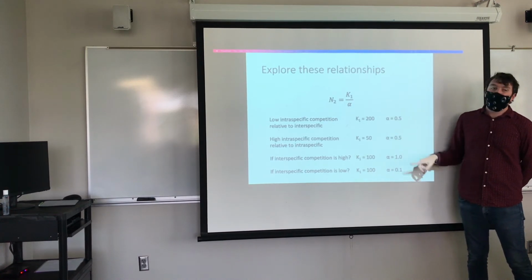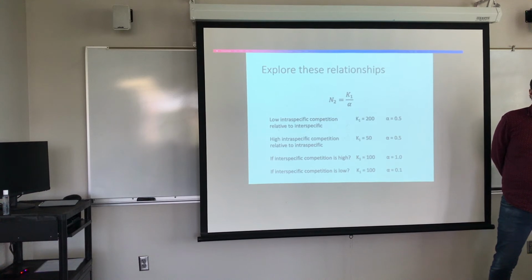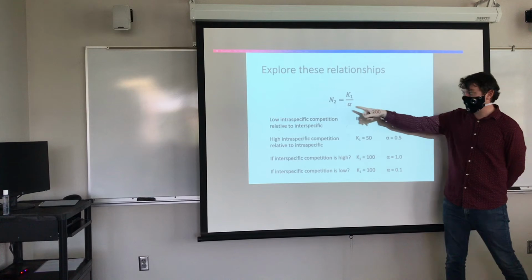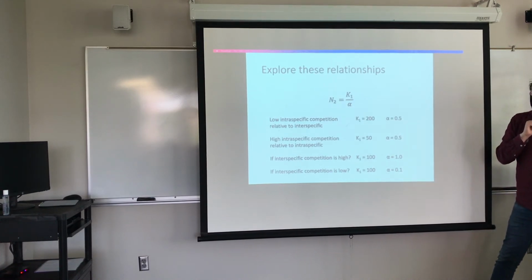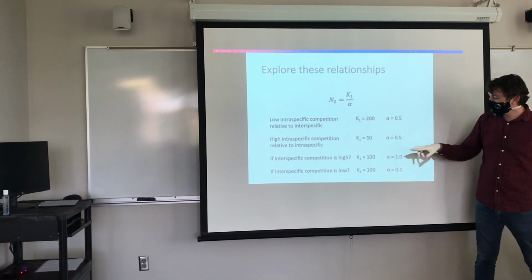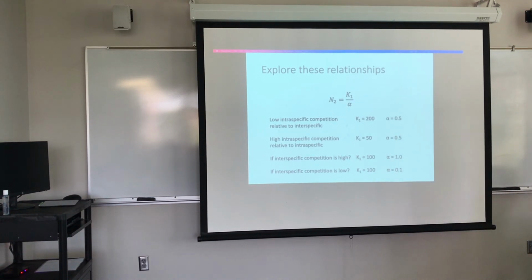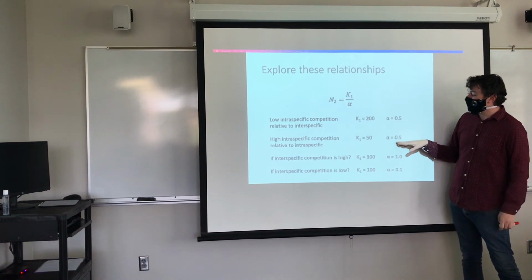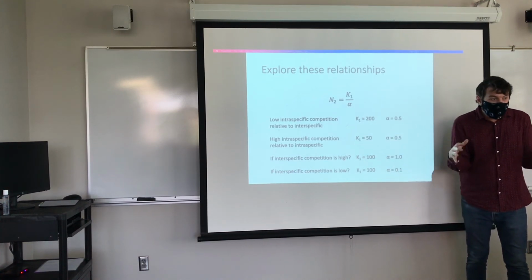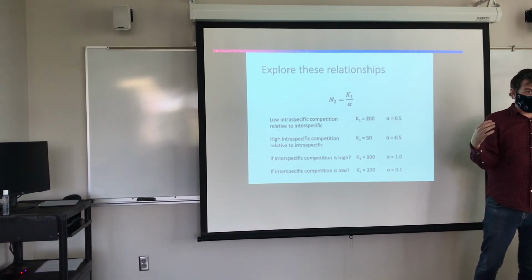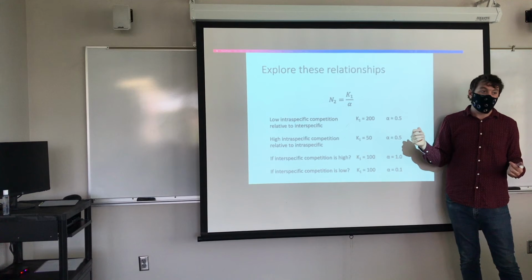What you get when you divide 200 by 0.5. You get 400, right? So a lot of individuals of species 2 were necessary to suppress species 1. But if you divide 50 by 0.5, what do you get? 100. You still need a lot of individuals of species 2 relative to species 1. But because species 1 is already limited, there's already a low carrying capacity, it doesn't take as much. Instead of 400, it only took 100.